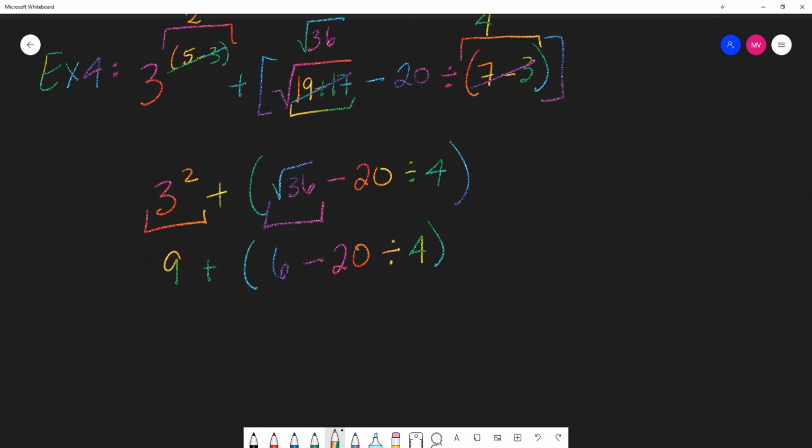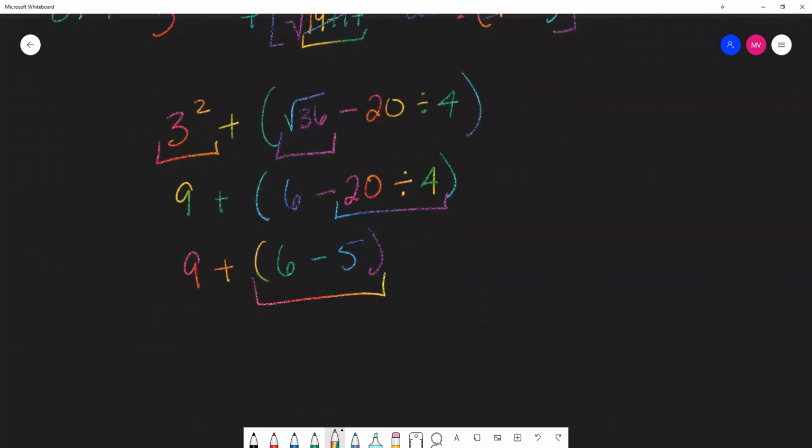Okay. Now what do we do first? Timmy? We would do the, wait, no, we do the 4 divided by 20. So the 4 divided into 20 or the 20 divided by the 4. But yes, we must do our division. So we have 9 plus 6 minus 5. All right, this gives us 1, and 9 plus 1 is 10. There we go.